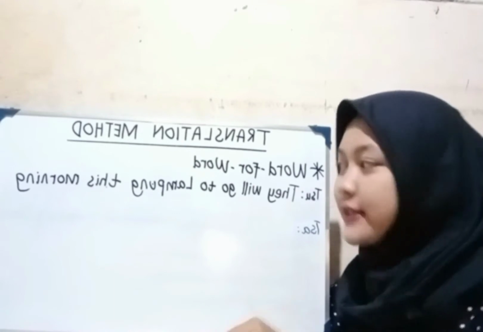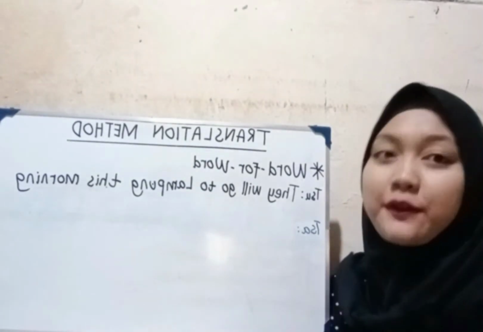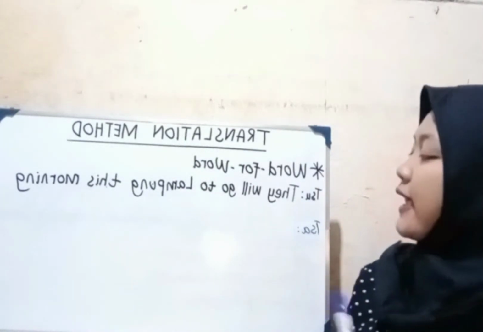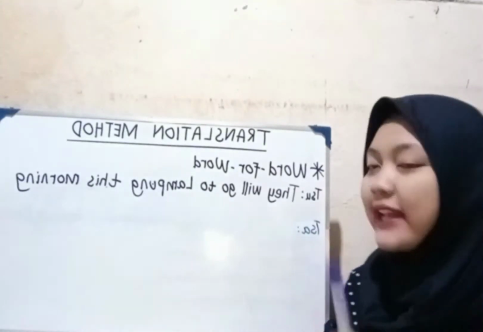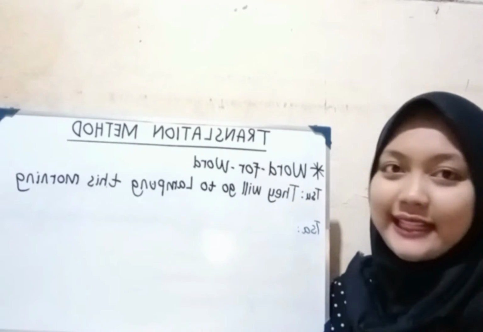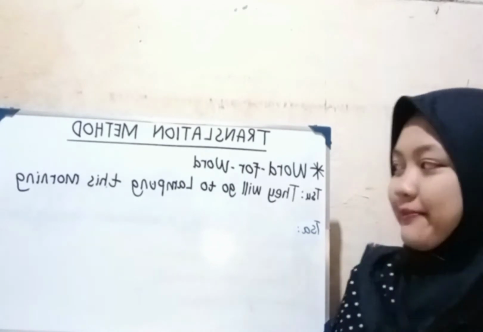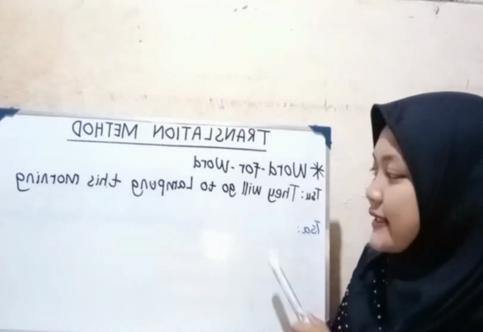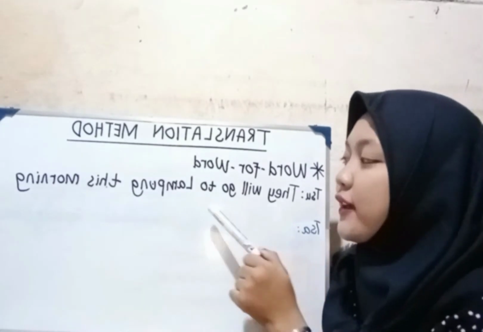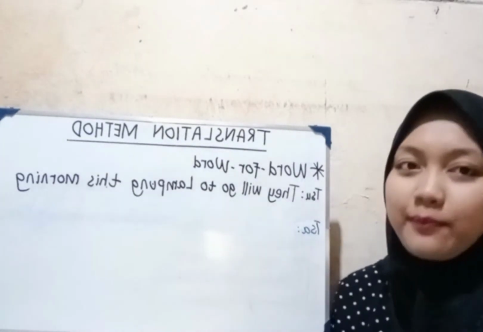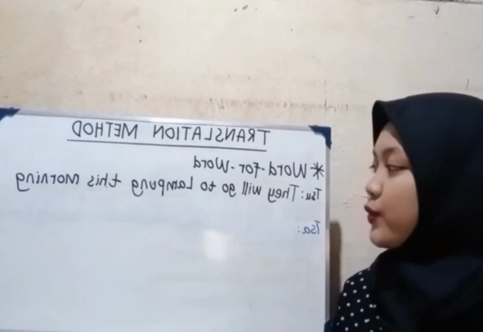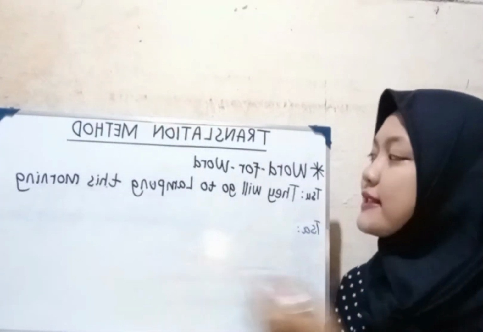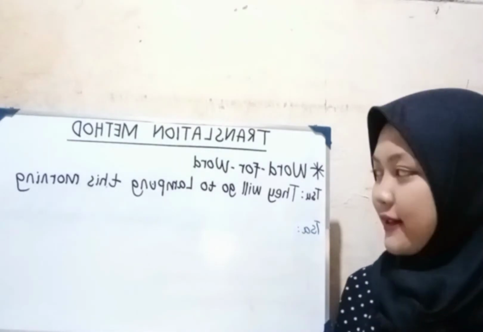Okay, now we are still in the word-for-word translation method. I have a short text, but I did not write the target text. Let's exercise together. Look at the short text. They will go to Lampung this morning. So, let's try to translate the text using word-for-word method.